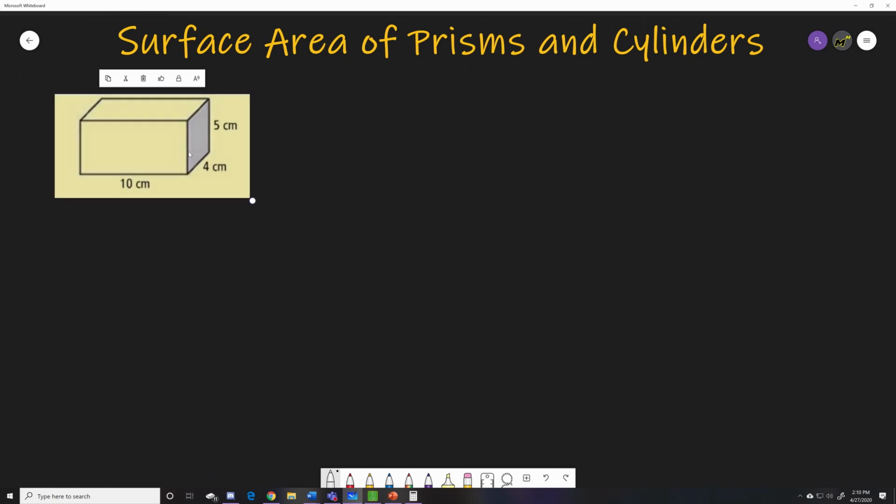And so here we have a prism with a length of 10, a depth of 4, and a height of 5. And so we're wondering how much, say this was a Christmas present, how much paper would you need to cover this box exactly, with no extra paper, no excess or anything like that? How much paper would have to be used? And so that's the idea with the surface area.